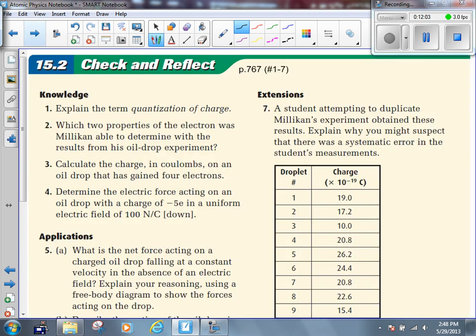I'm going to give you a few minutes to work on these questions on 767, questions 1 to 7. See what you can do, and we'll give you 5-10 minutes, and then we'll go back to our new stuff for the day.